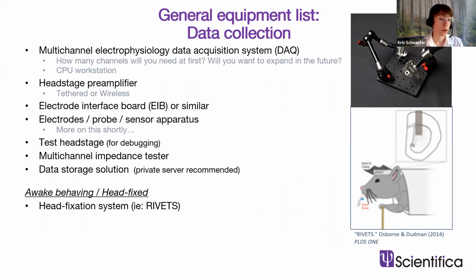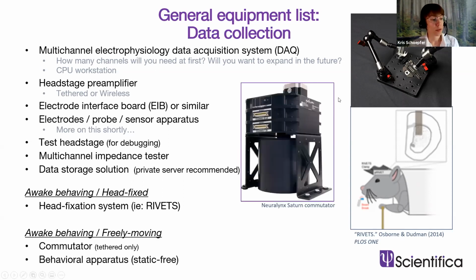So also, for awake behaving head-fixed experiments, you may need a head fixation system. This is a nice low cost open source option we recommend called Rivets, where you can 3D print your own head fixing device. And then for freely moving experiments, the animal is essentially tethered.